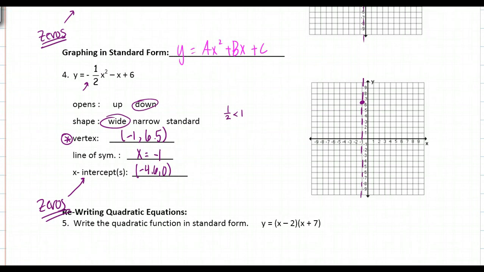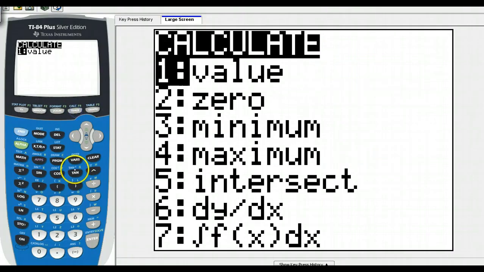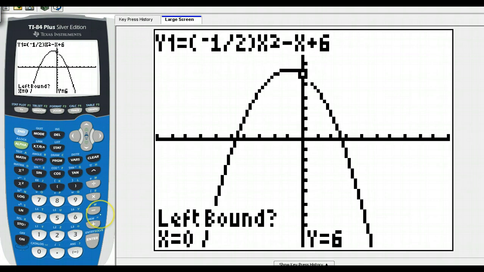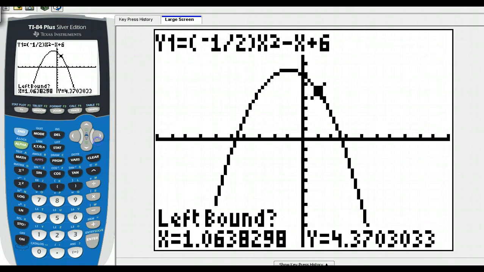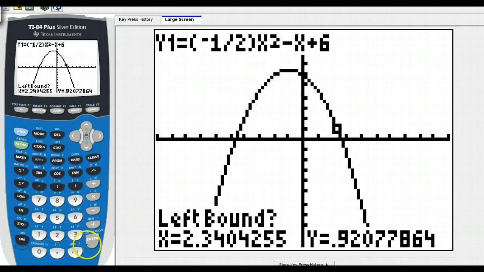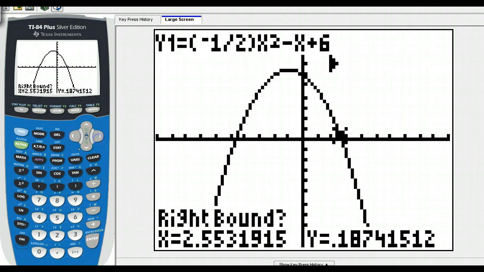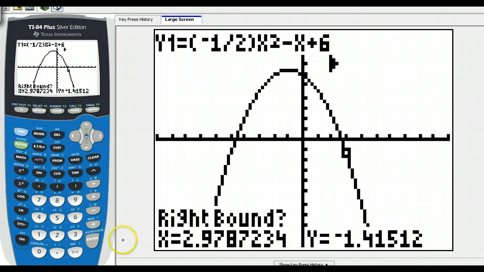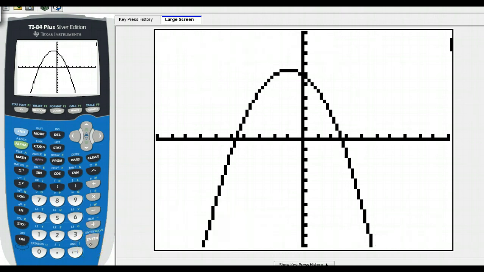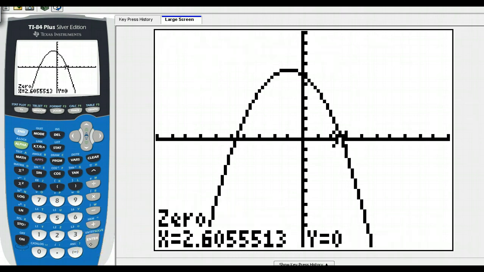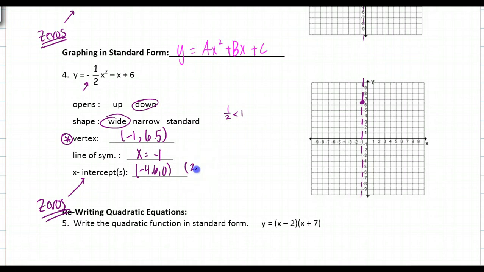And then we can find the other. So to find the other, I'm going to go second calc, number 2 to 0. I'm going to put my cursor again on my other 0 this time. And once you get there, left bound, so go to the left, press enter, go right back to the 0, then right bound, go to the right, press enter, and press enter one more time, and we get 2.6 comma 0. So negative 4.6 and 2.6 gives us the information we need to graph that equation.